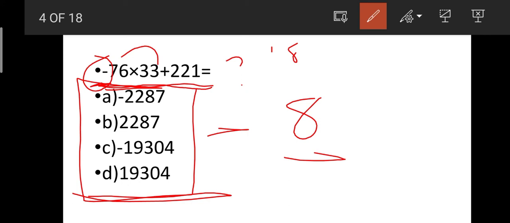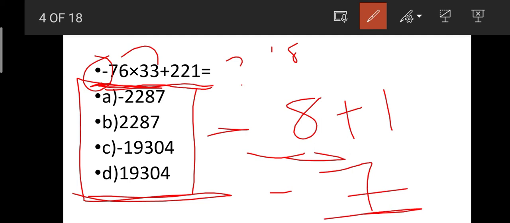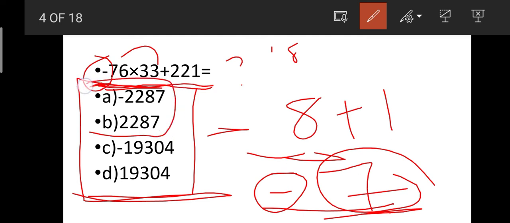If we take minus, the last digit ending with 8, and then plus 1, then what should be our answer? It should be ending with minus 7. The answer should be ending with 7 and it should have a minus. Isn't that so? If you observe our options now, which options have 7? There are 2 options, and here also you should be cautious about whether you are selecting the minus option or not.